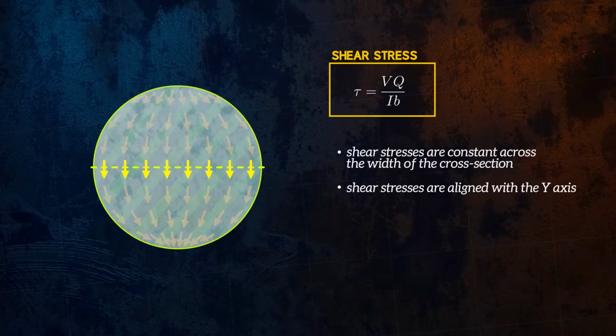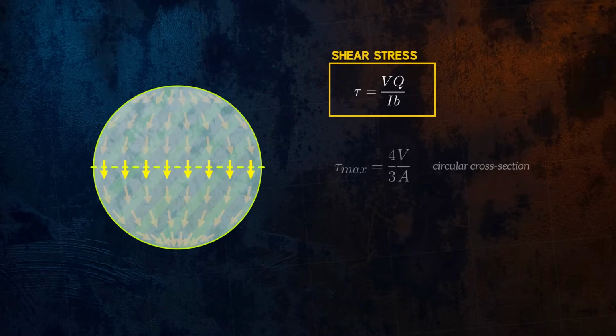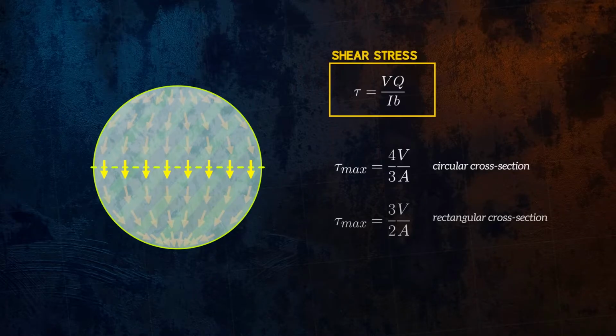The equation for shear stress at the neutral axis in a circular cross-section is similar to the equation for a rectangular section, where we have the average shear stress V over A multiplied by a constant. The constant is 4 over 3 for a circular cross-section and 3 over 2 for a rectangular one.